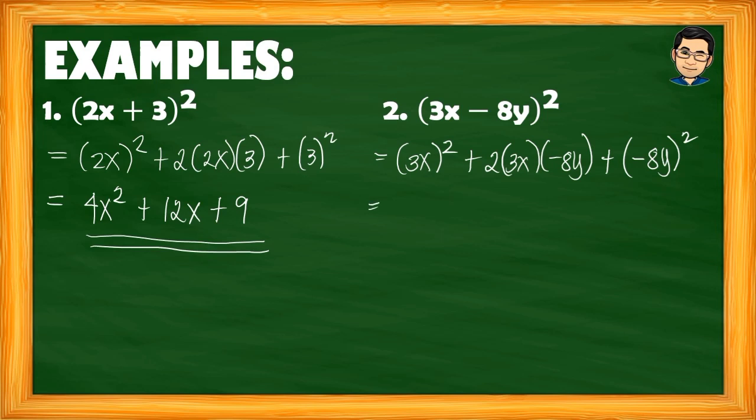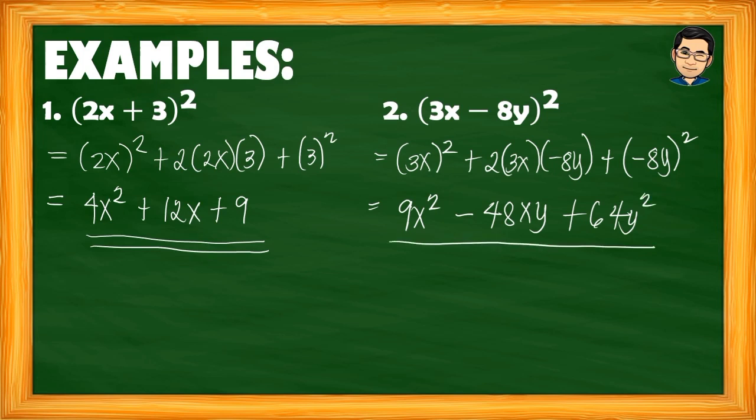And then 3x times 3x, that is 9x squared. And then the product of the first and last term is negative 24xy, and negative 24xy times 2 will become negative 48xy. And then we square the last term, negative 8y times negative 8y. So dahil negative times negative, it will become positive, so that will become 64y squared. So our final answer will be 9x squared minus 48xy plus 64y squared.